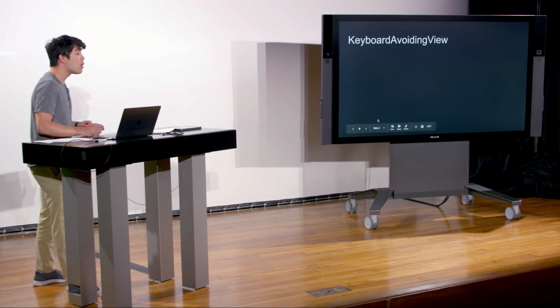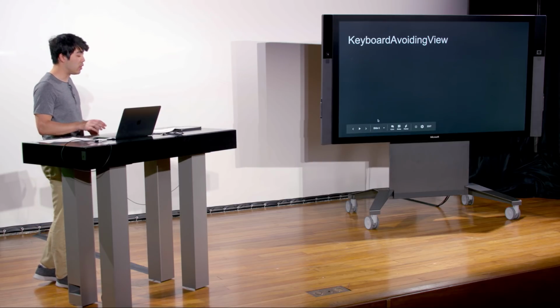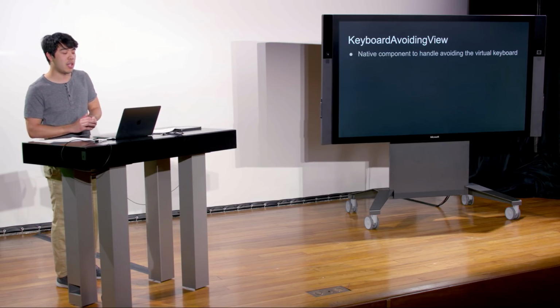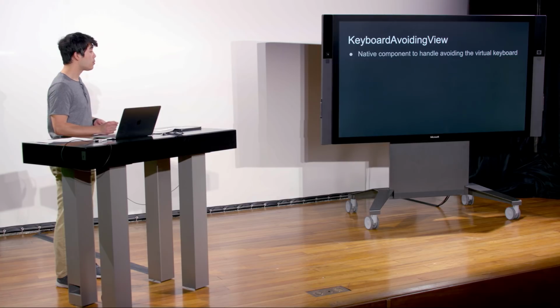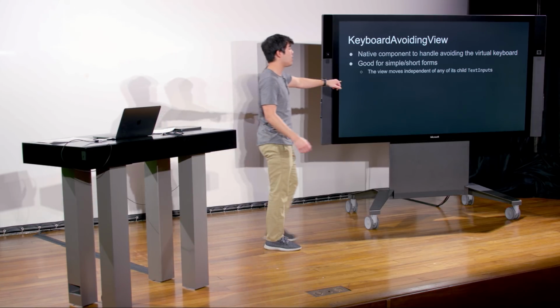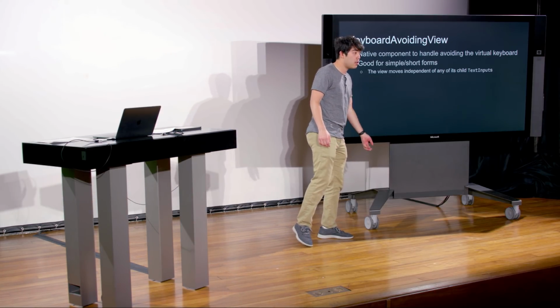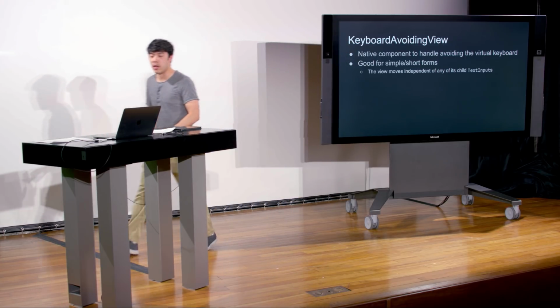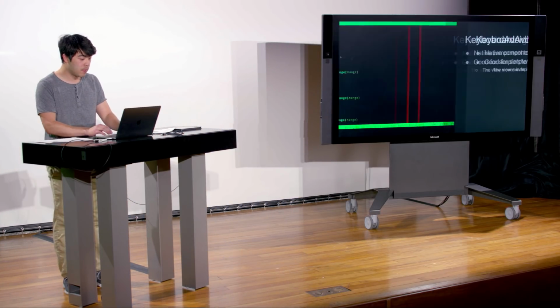So it turns out there's this thing called KeyboardAvoidingView, which is a native component to handle avoiding that virtual keyboard. It's good for simple short forms, but it doesn't really work well for very complex things. And the reason that's not good is because the view moves independent of any of its child text inputs.